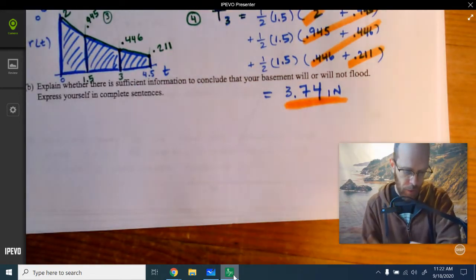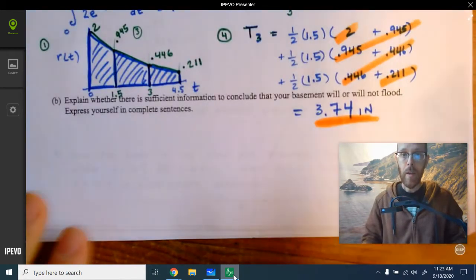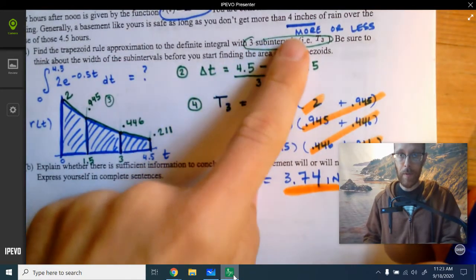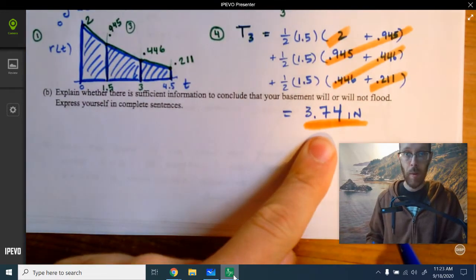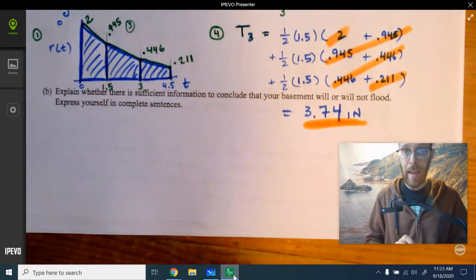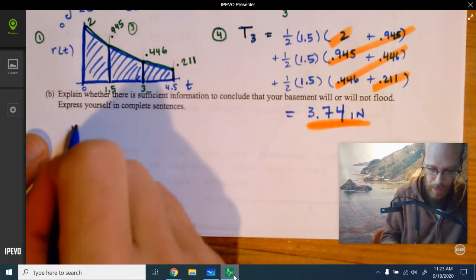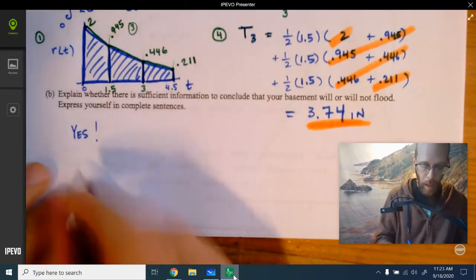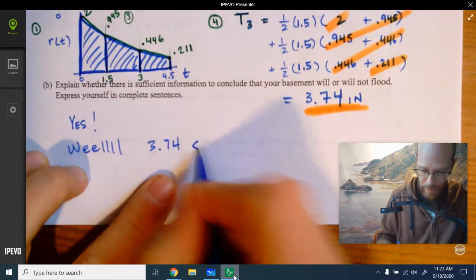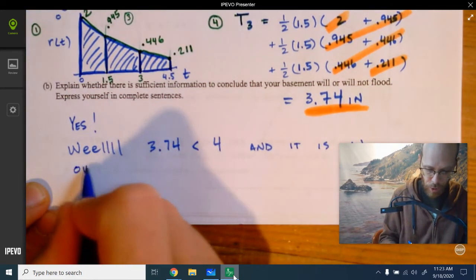Answer to A. B says, explain whether there is sufficient information to conclude that your basement will or will not flood. All right, so our prediction was 3.74, and we know we have to have less than 4. Now, is this an over or an under approximation? Let's look over here. The curve is concave up, and because the curve is concave up, you can see that the trapezoids are above it. So our answer is going to be yes. If you ask for a reason why, you're going to say, well, 3.74 is less than 4, and it is an over approximation.